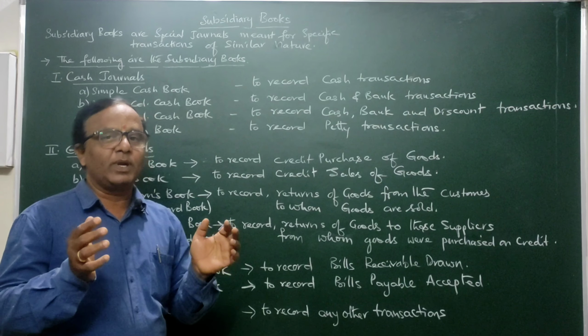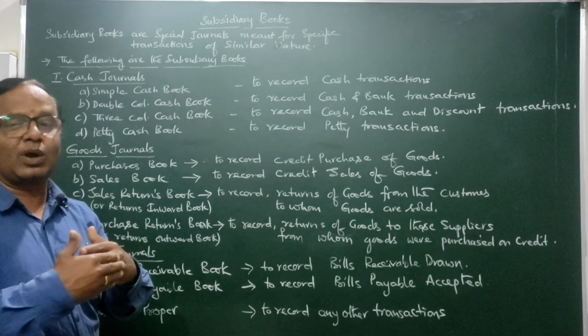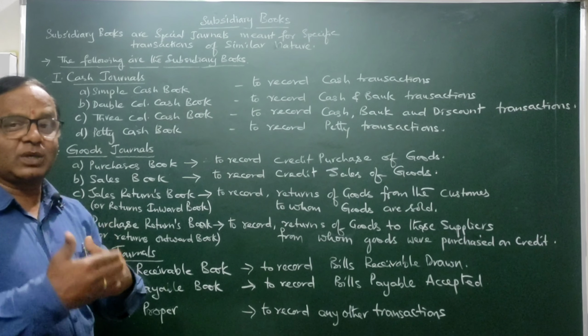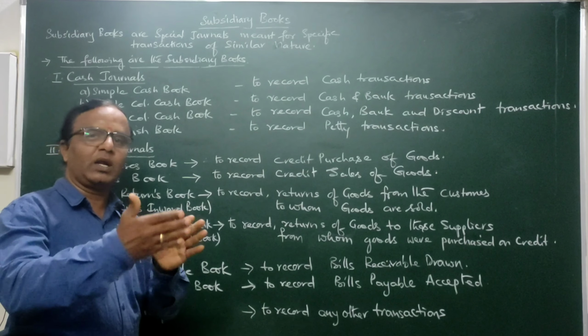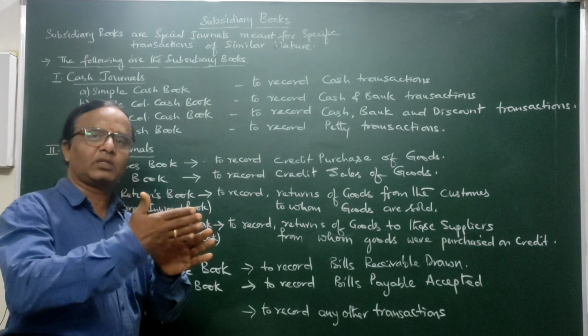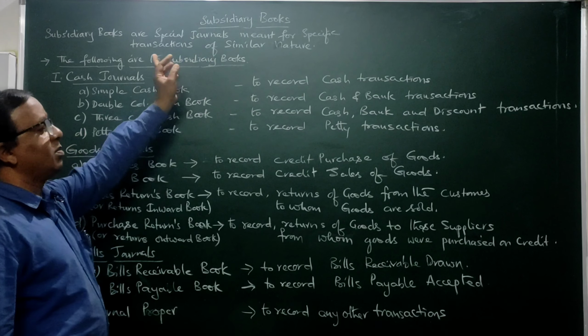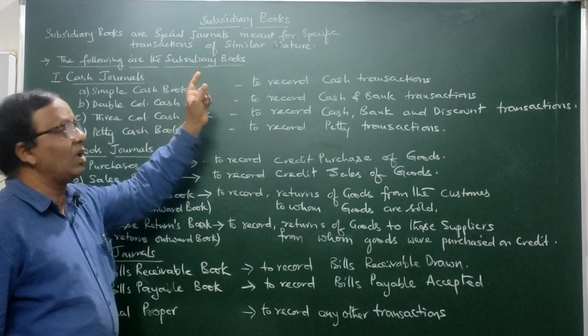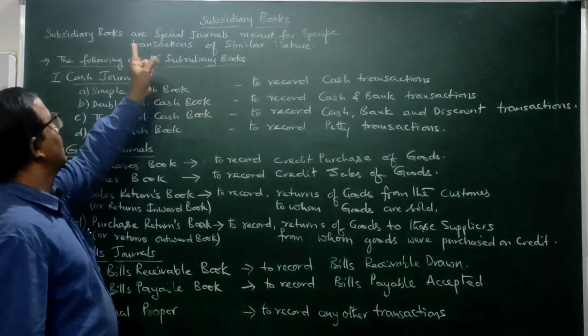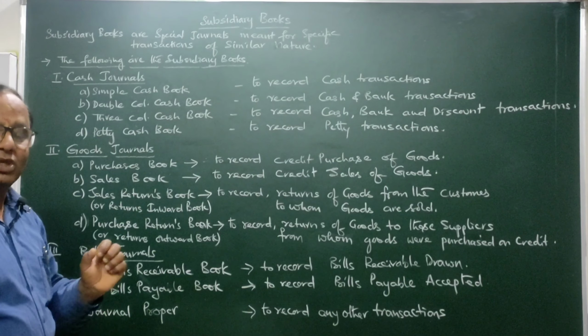In other words, for those transactions which take place on a large scale, separate journals are maintained, which are called subsidiary books. The subsidiary books are not separate books; they are part and parcel of the journal only. Subsidiary books are special journals meant for specific transactions of similar nature. In other words, specific books are maintained to record special transactions of similar nature. They are called subsidiary books. Normally, the following are the subsidiary books maintained in a business.